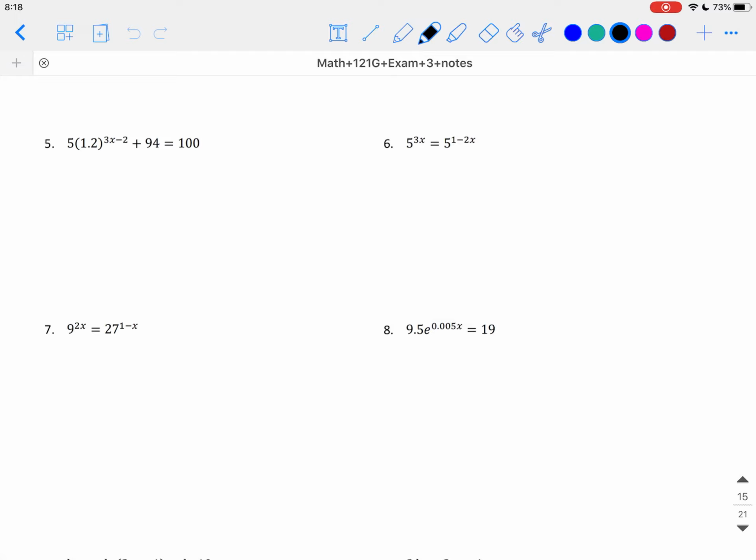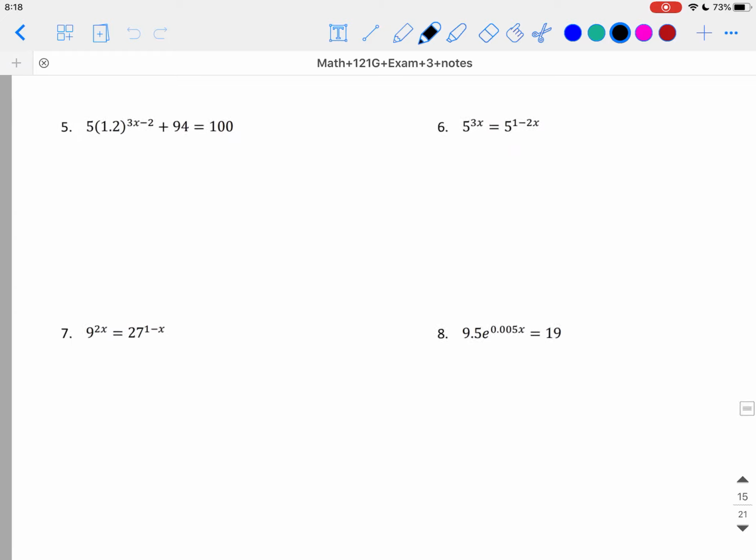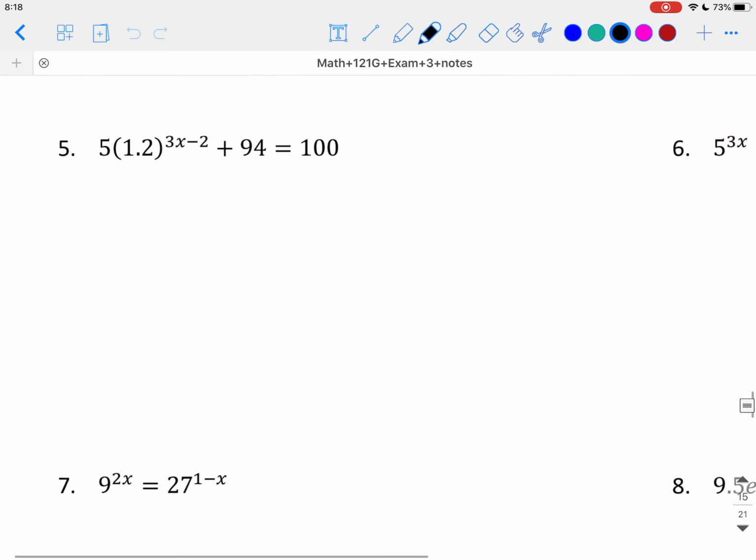Okay, continue with our lesson. So we're going to solve for x. And then these, again, our variable is in an exponent. So we're going to have to isolate the base on that exponent. And then to get rid of an exponent, you're going to take the log base of whatever base to both sides. All right, so let's continue here.